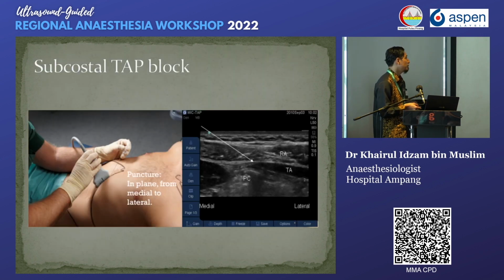So subcostal TAP block: puncture in plane from medial to lateral. We place our transducer just beneath the costal margin with the rib, and we can identify the rectus abdominis and transversus abdominis.